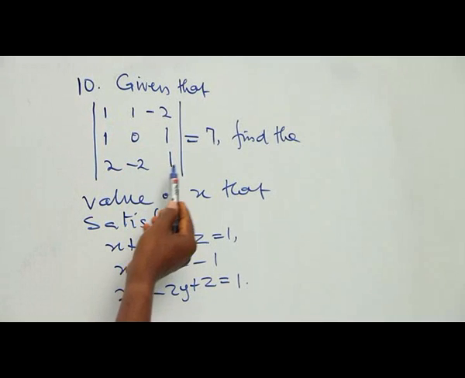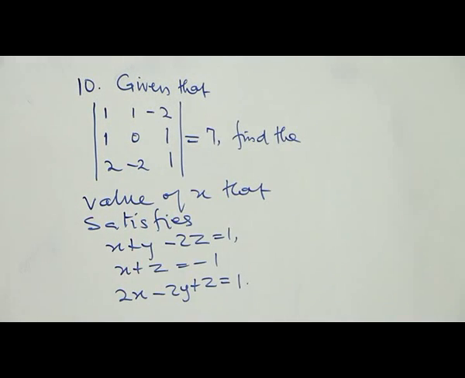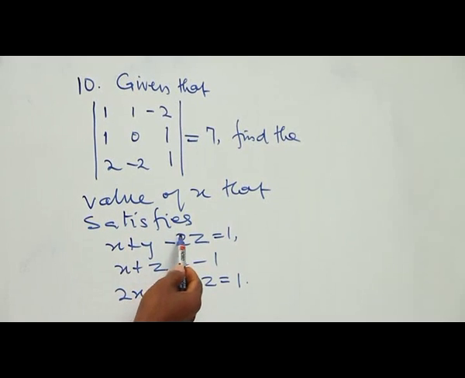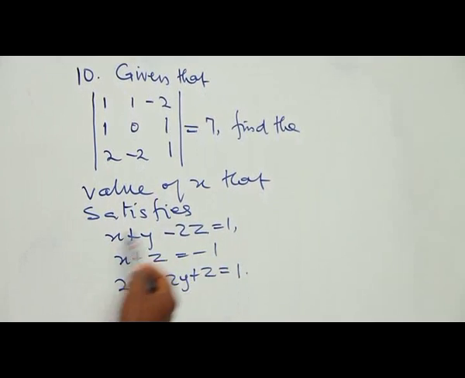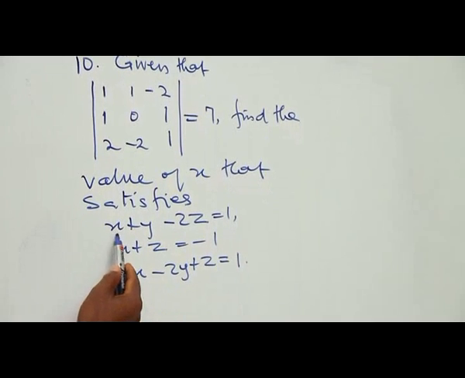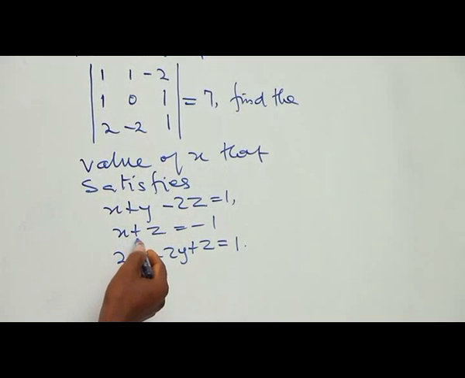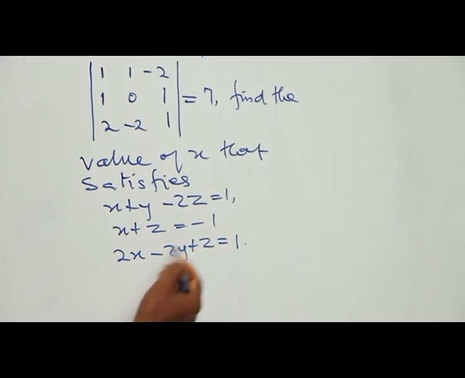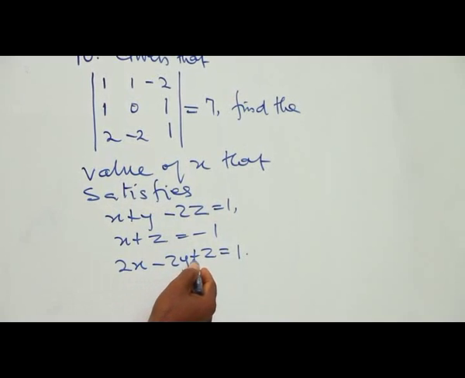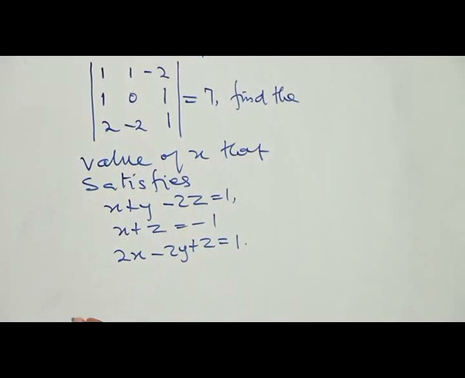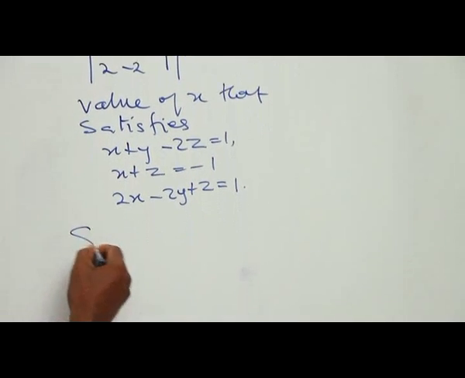Given this determinant and the test the result is equal to 7, find the value of S that satisfies this system of equations. S plus y minus 2z equal to 1. S plus z is equal to minus 1. And 2s minus 2y plus z is equal to 1. Our solution.